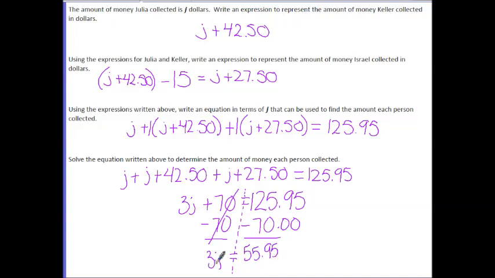Now here we have 3 times j. If it helps you to write the dot to identify the multiplication, then you can do that. And then we are going to do the opposite operation of multiplication, which is division. So I'm going to divide by 3.